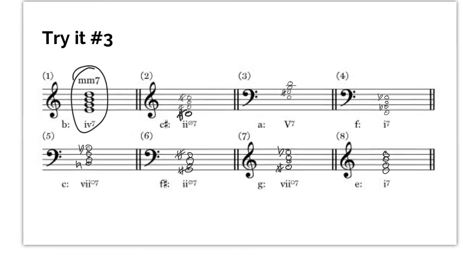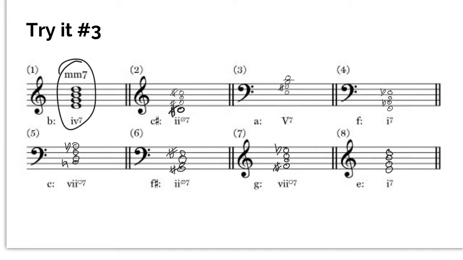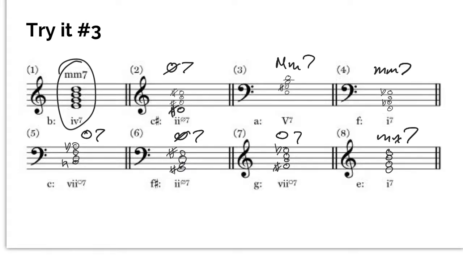So if we think back to this, this is our half diminished chord, major minor seven, our 1-7 is a minor minor seven, this is fully diminished seven, half diminished seven, again fully diminished seven, and then we have our minor minor seven again. So if you have any questions about that, make sure you really come see me.